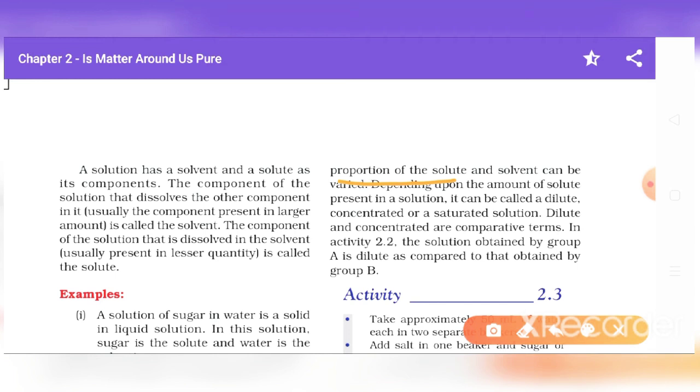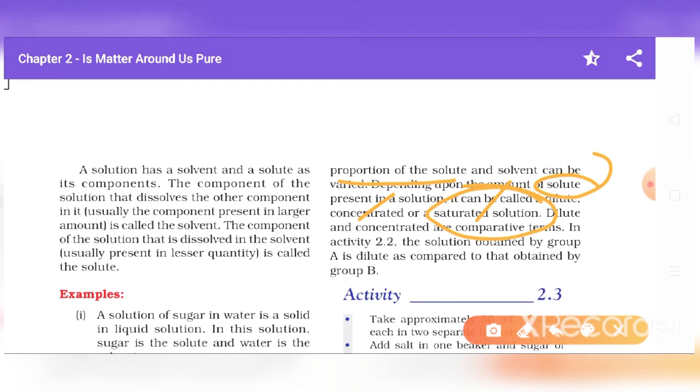So here three terms are given: dilute, concentrated and saturated solution. We know that dilute solutions are those which contain a less amount of solute particles. On the other hand, concentrated solutions are those which contain a large amount of solute particles. Now a new term is given here.